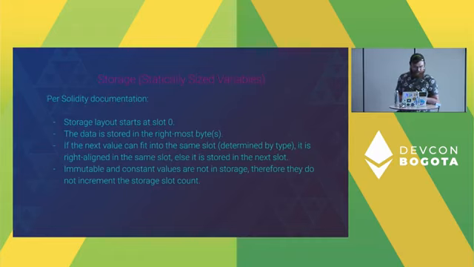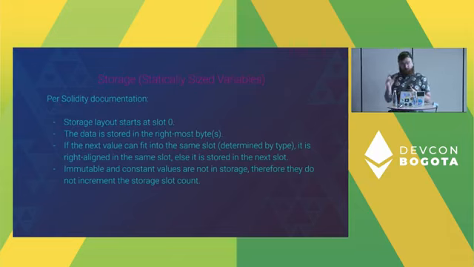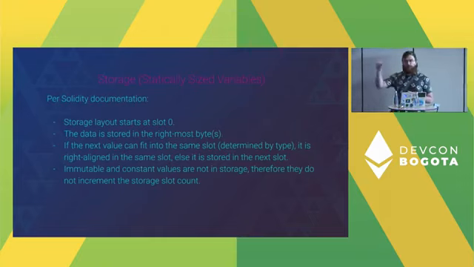And then immutable and constant values that you see in the contracts, they're actually not stored in storage at all. So basically what these are is they're replaced at compile time, with the exception of immutables. So if you have an immutable that can only be determined at deploy time, whenever it runs the constructor, it'll actually replace every instance of that in the bytecode.